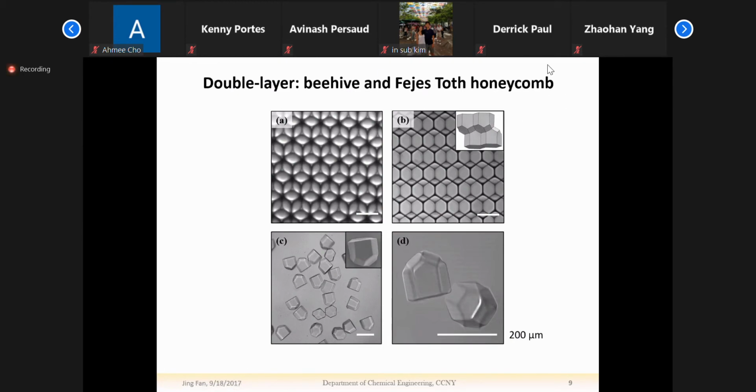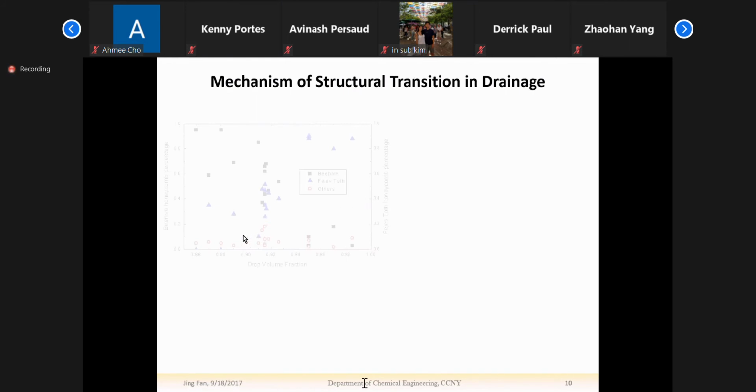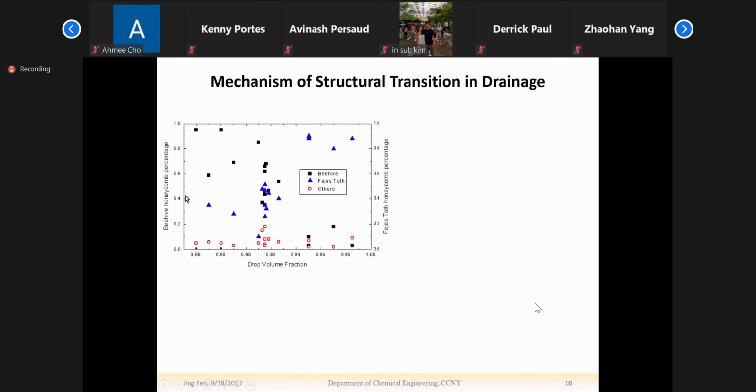Then within a larger scale sample, we will see this transition happened not suddenly over the whole device, but it may happen first in certain areas and then gradually increase. So we count the number of droplets in beehive structure and in Toth structure. Then we plot the percentage of the beehive honeycomb structure droplets. For example, we may have 1,000 droplets and we see 100 beehive structure, which means the beehive structure percentage is 0.1. So we count this percentage as a function of droplet volume fraction.